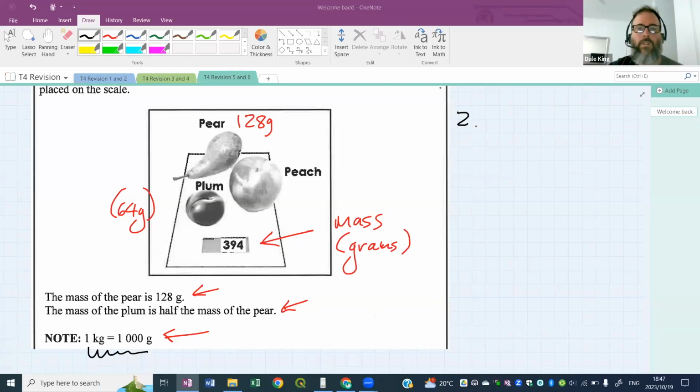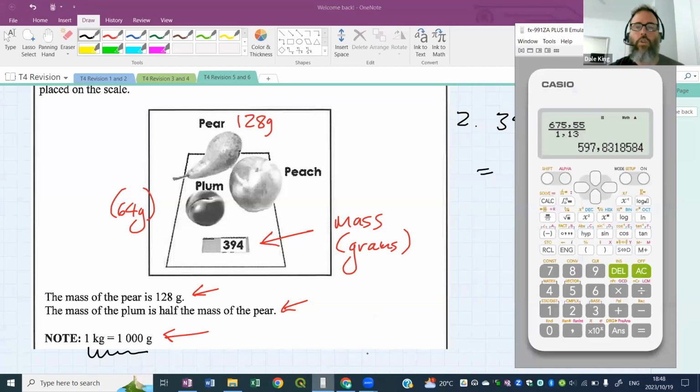All right, answers are coming through nice and fast. Good, that's the way I like it. The pear is removed. So the total was 394. We're removing the pear. Removing means subtracting. So what is the total now? All right, so 394 minus 128.